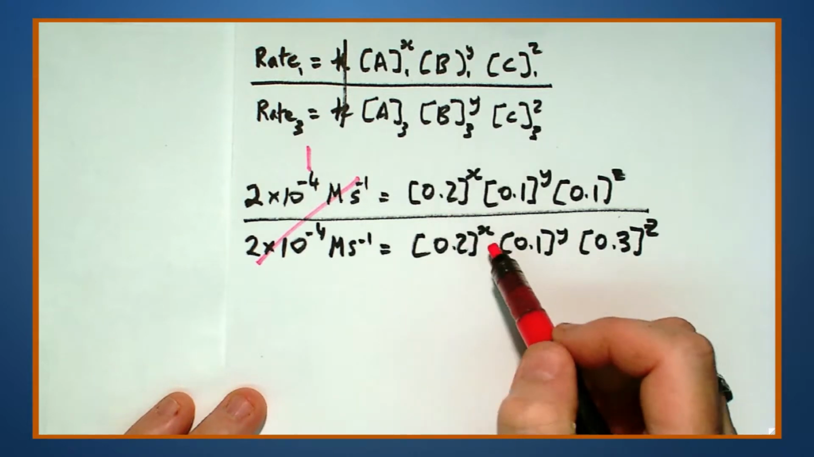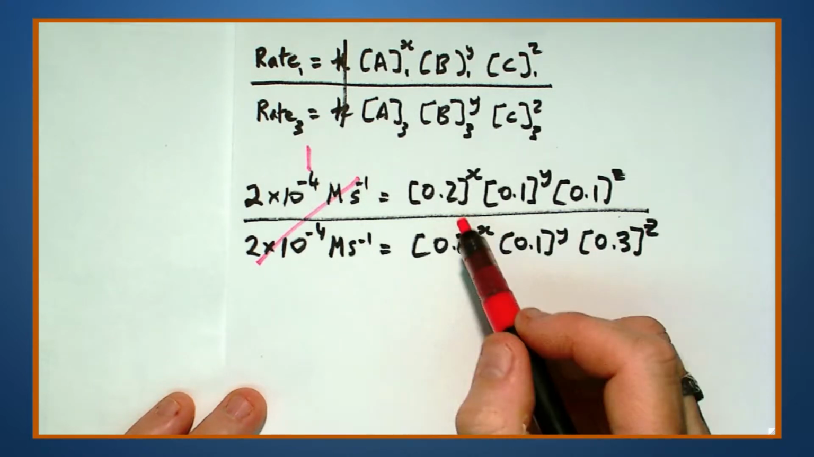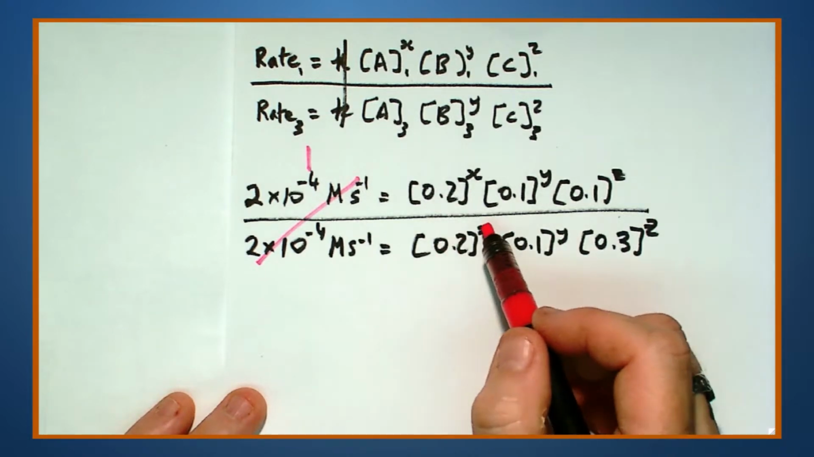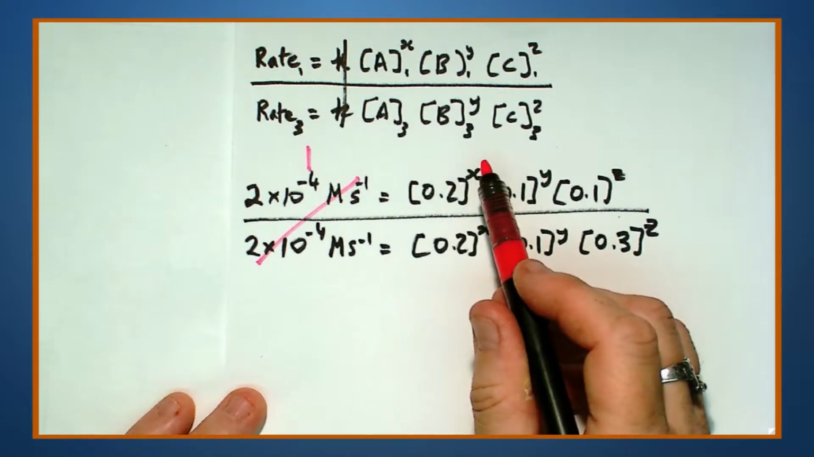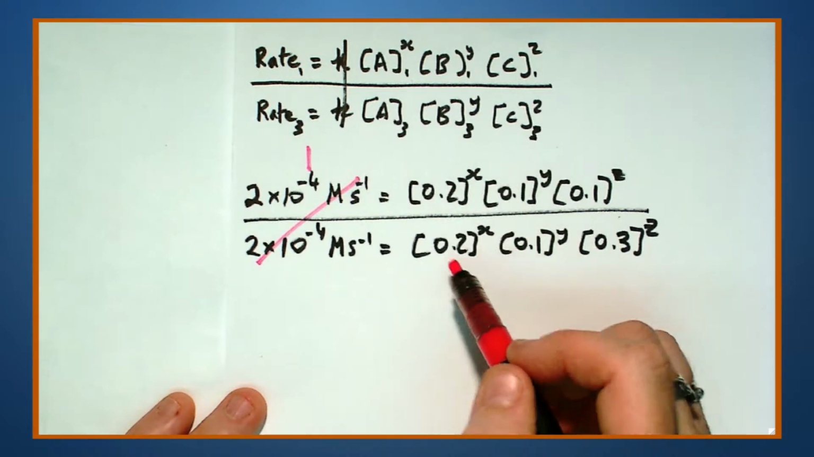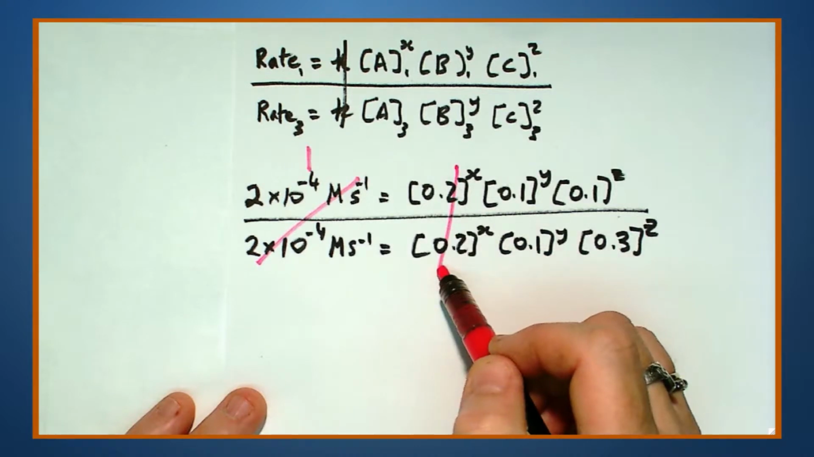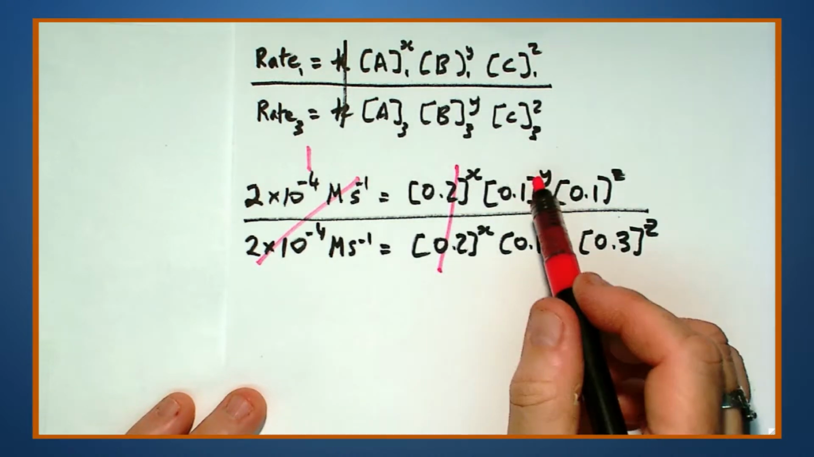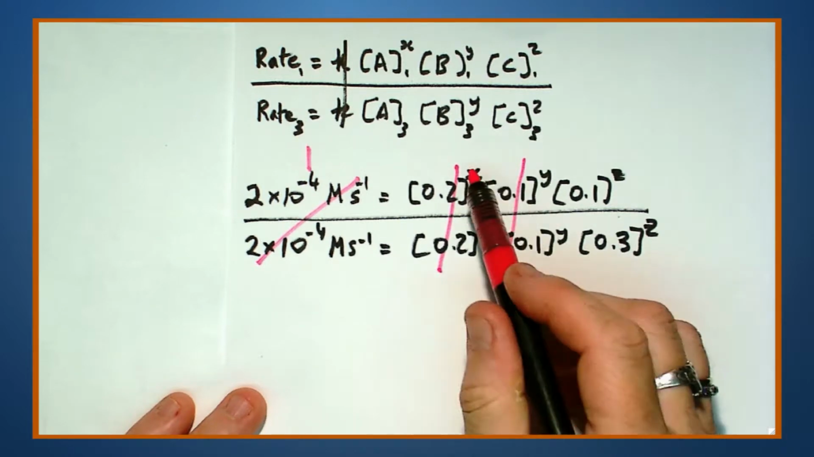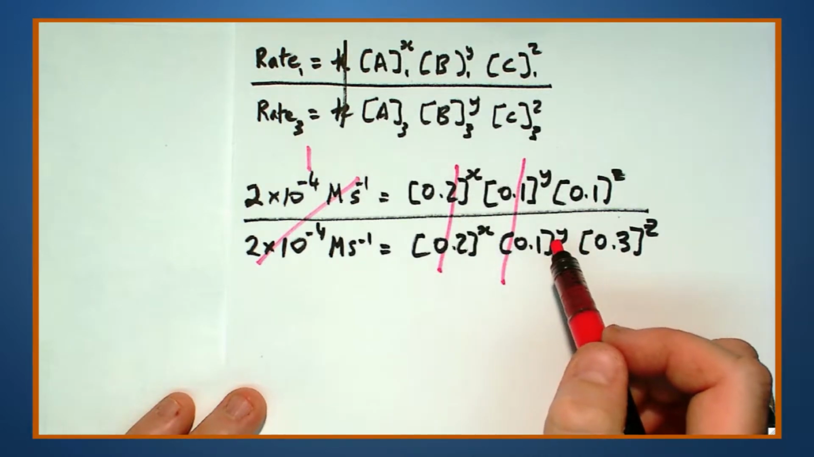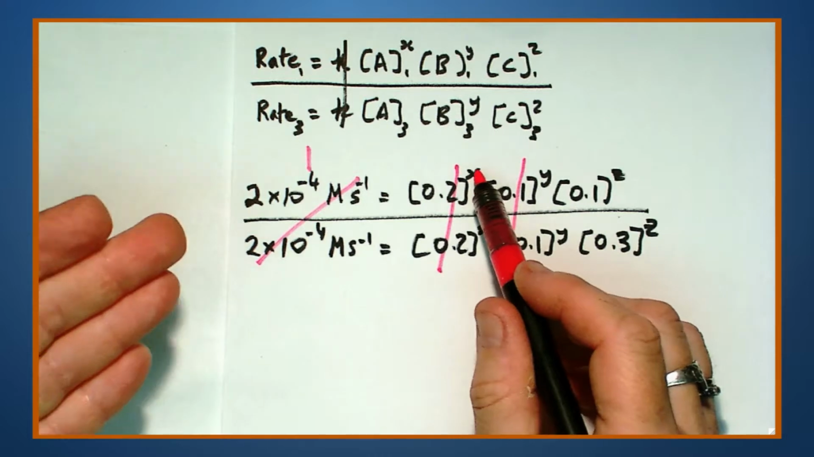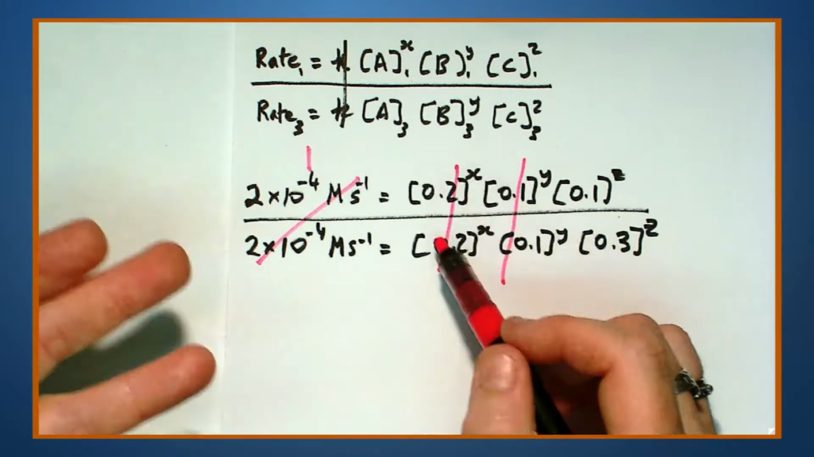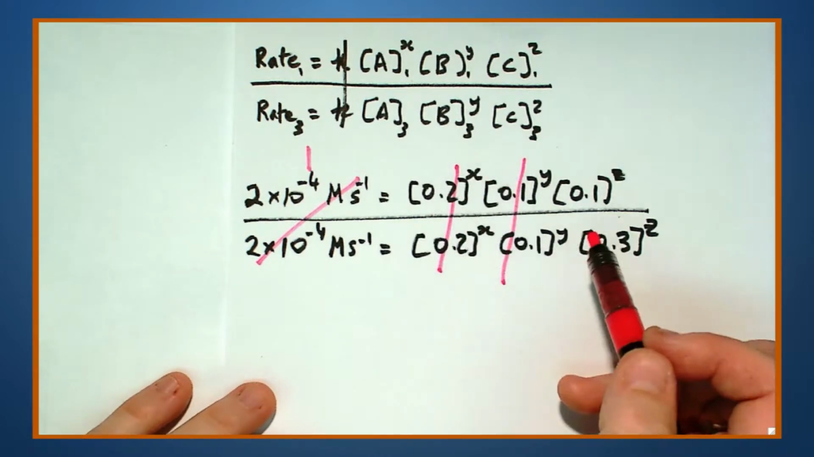Now look here, we don't know what x, y, or z are, but if we look at this, this is 0.2 to the power of x, and this is 0.2 to the power of x. So even though we don't know what x is, this is all going to cancel. Same thing here, this is 0.1, and this is 0.1, so these cancel as well. So it really doesn't matter what x and y are, because whatever we raise them to, say this was squared, this would also be squared, this whole thing's going to cancel. So that's why we get rid of it all.